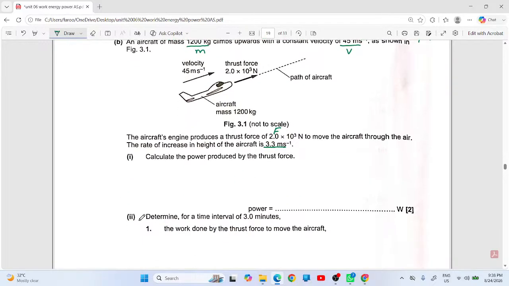Now you have to find out the power. We know that power equals force times velocity. So the power equals force, 2 times 10 raised to power 3, and the velocity is 45.